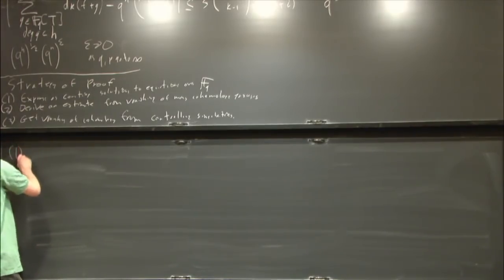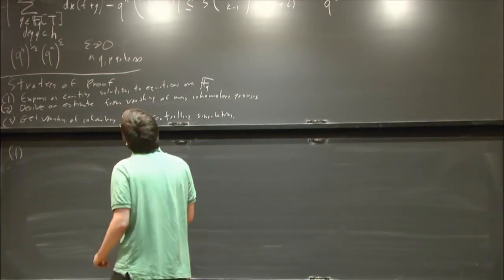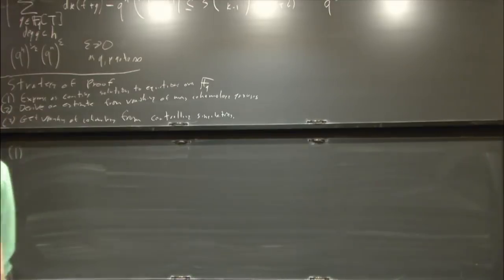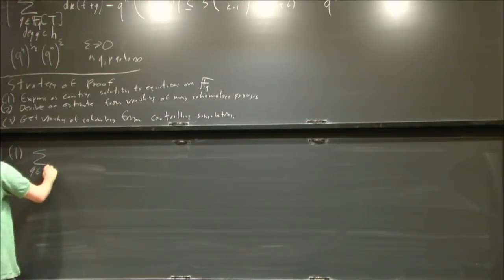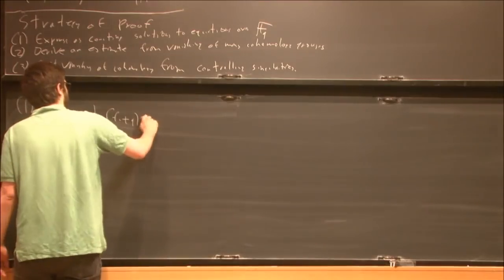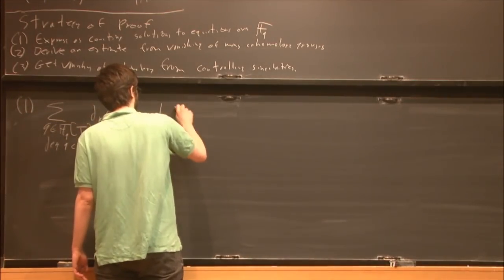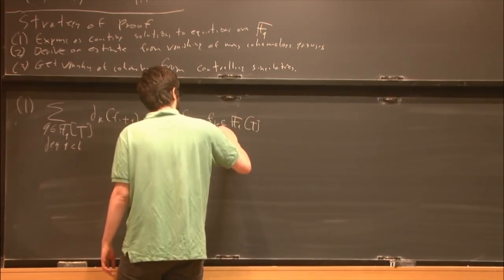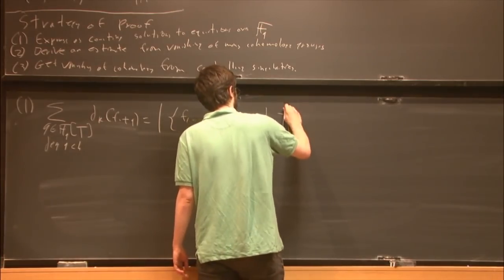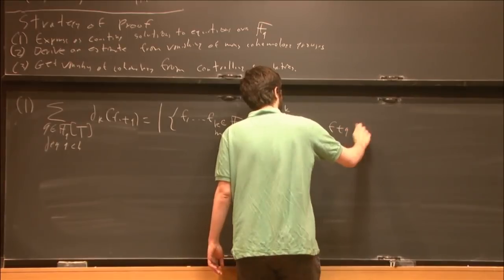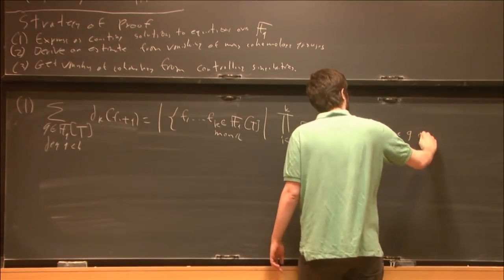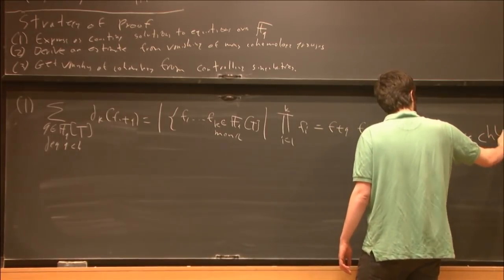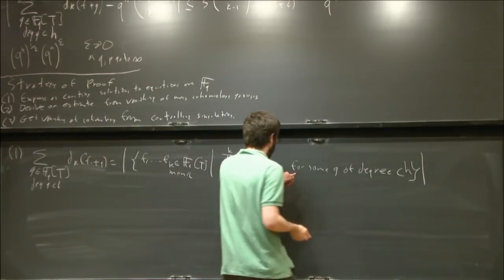So first, how does step 1 work? We want to focus attention on this term. And the first thing we want to observe is, by the definition of d_k, we can write the sum over g in F_q[T], degree g less than h, of d_k(f plus g), as equal to the number of f_1 through f_k in F_q[T], monic, whose product of the f_i is equal to f plus g for some g of degree less than h.